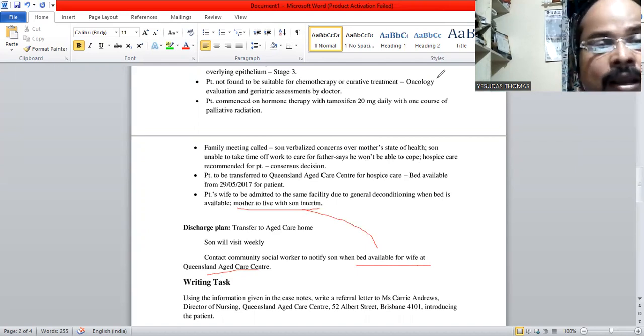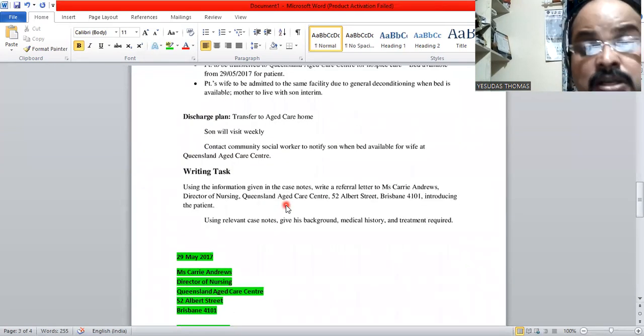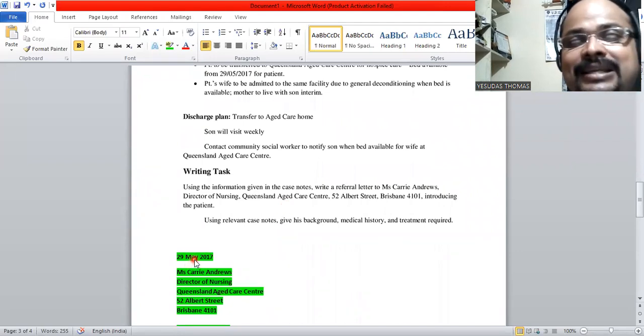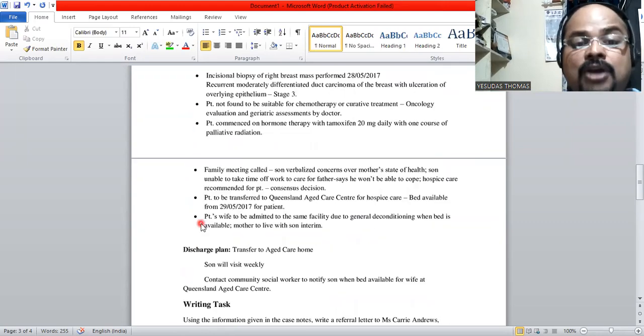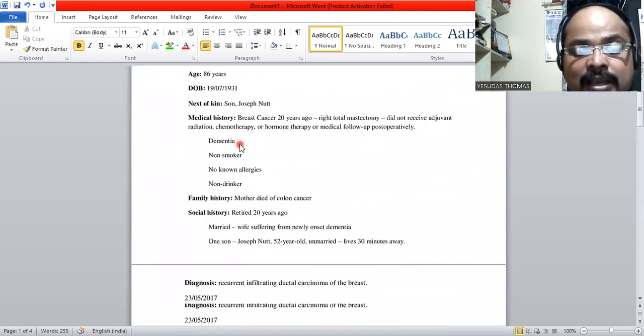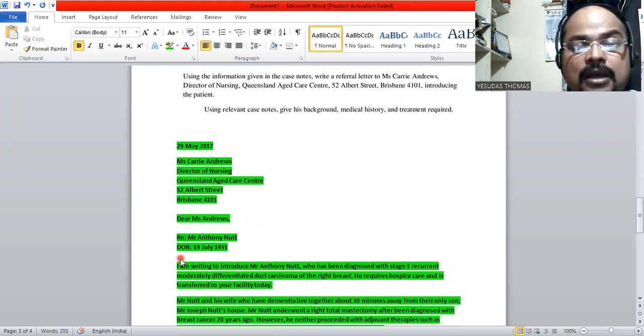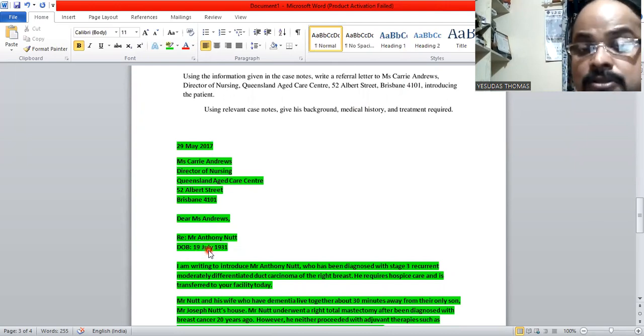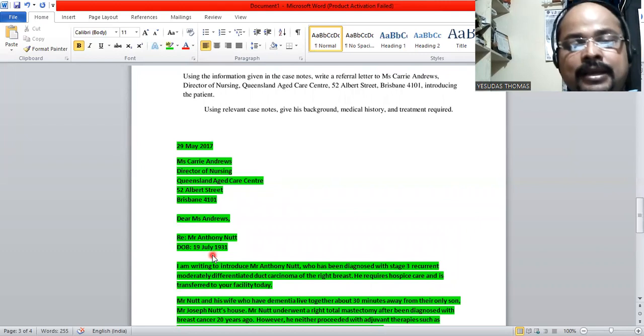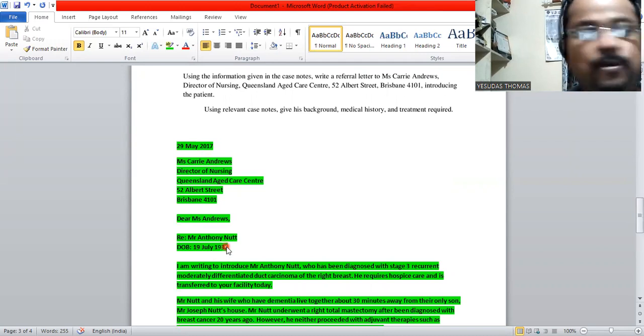Now let us go ahead with the task. Today's date is 29 May 2017. It was given at the top of the letter, today's date. And we have the address here, very clear. Miss Andrews, the surname of the director of nursing. Reference Mr. Anthony, with the date of birth. You can go ahead with age too, but a date of birth is more appropriate in this letter because the date is 2017. So you just go ahead with the date of birth, not with the age.